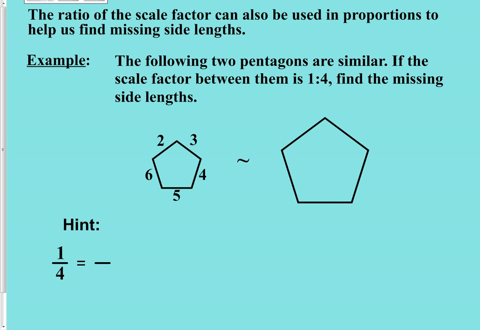From the left figure to the right figure, the scale factor is 1 to 4, just like is written on the screen. Now you need to set up the other side of the proportion. The numerator should be one of the side lengths from the small pentagon, and the denominator should be the corresponding side length from the larger pentagon. So you're going to set it up, filling in the missing side lengths into the proportion, and you are going to have to do that 5 times, once for each of the 5 missing sides.